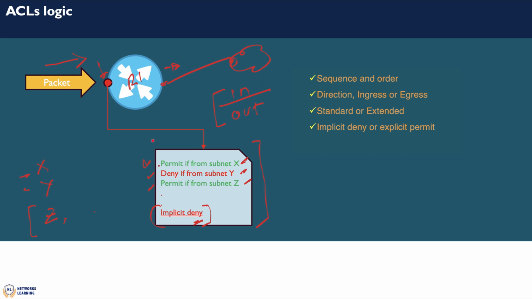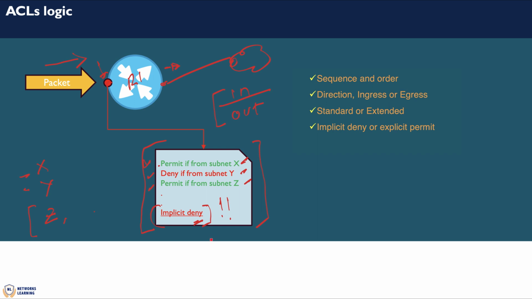So you can write your access list statements, but they will not take any effect because they are not applied to an interface yet. Third point, you're only allowed per protocol one access list per direction, inbound and outbound, for IPv4 and the same for IPv6. And finally, if you don't put anything at the end of your access list, there will be an implicit deny.